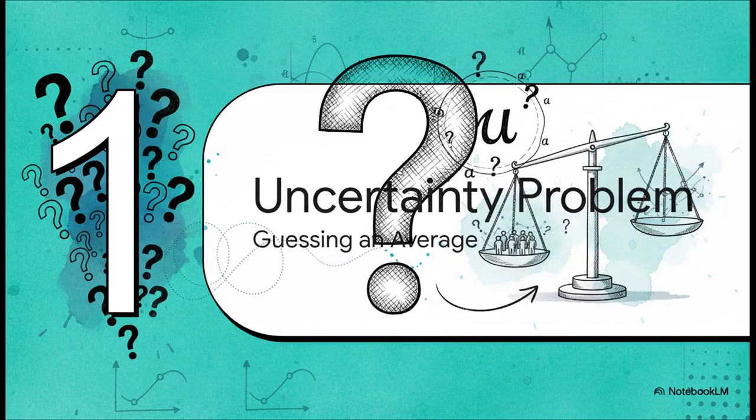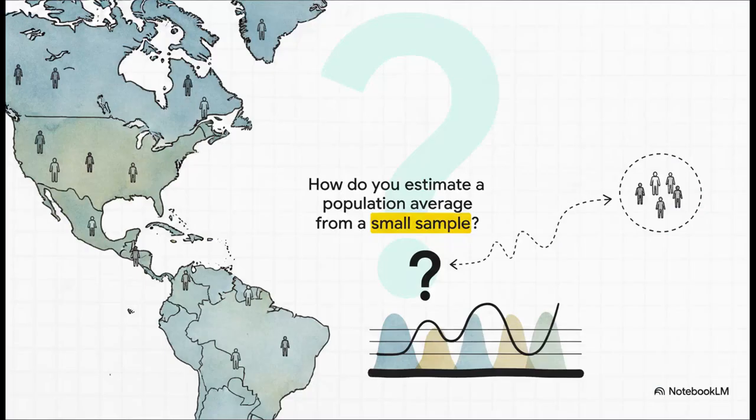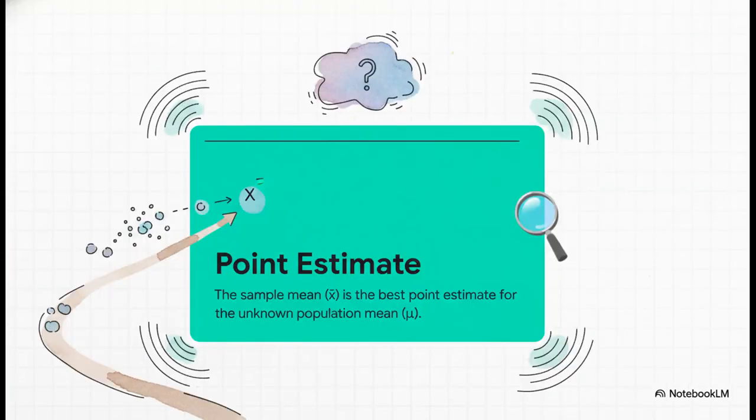All right, first up, the uncertainty problem. Before we get into any formulas, we really need to get a handle on the core challenge we're up against when we're trying to guess an average. This is the big question, isn't it? You take a sample because it's all you can do, but how sure can you be that the average of your little group actually represents the true average of the entire population? That's the puzzle. So where do we even begin?